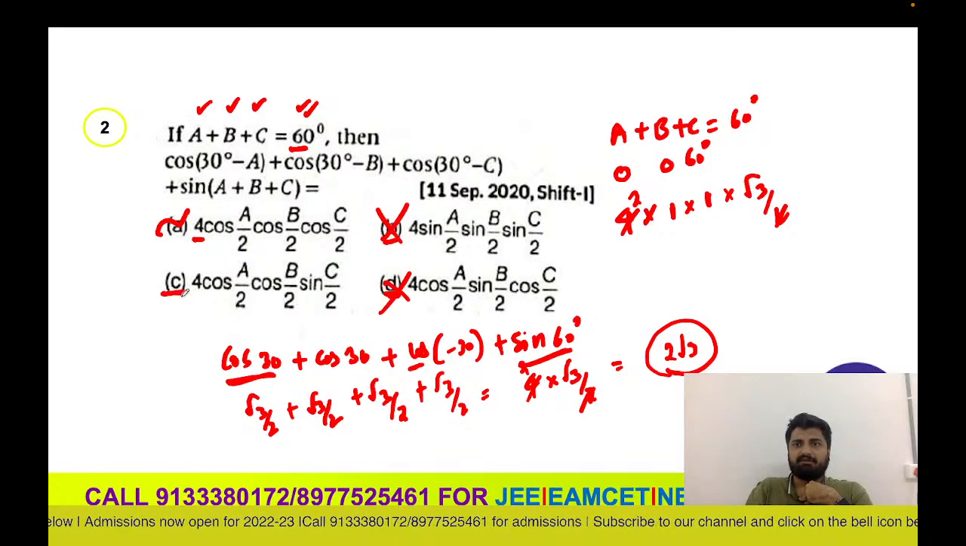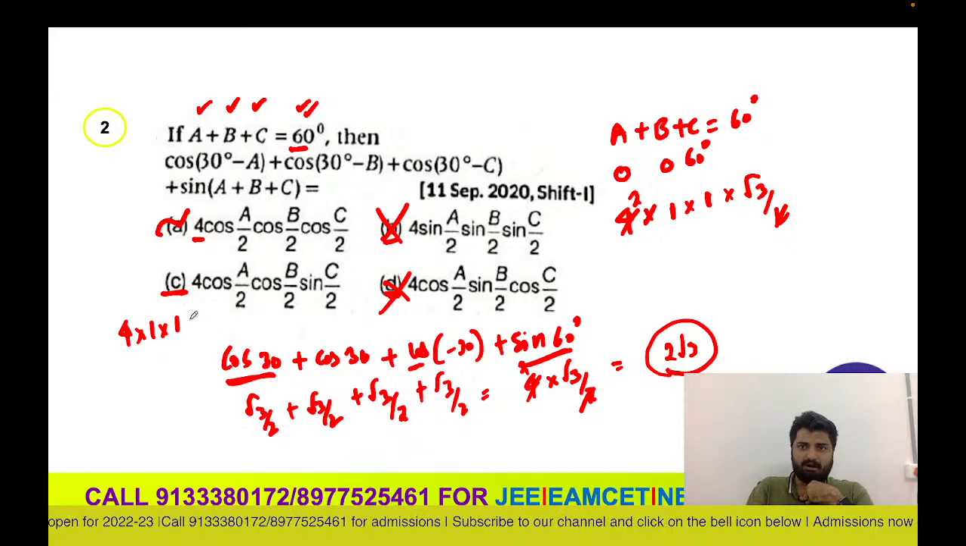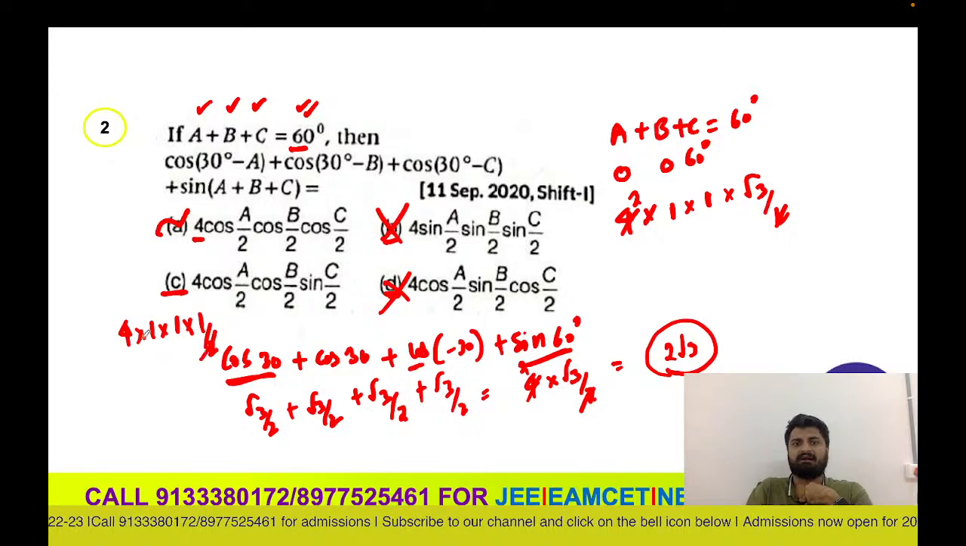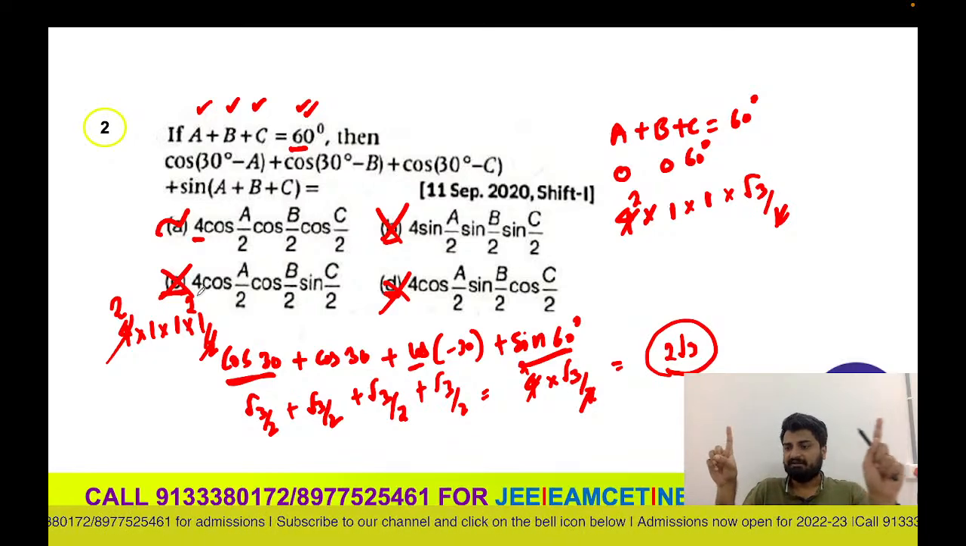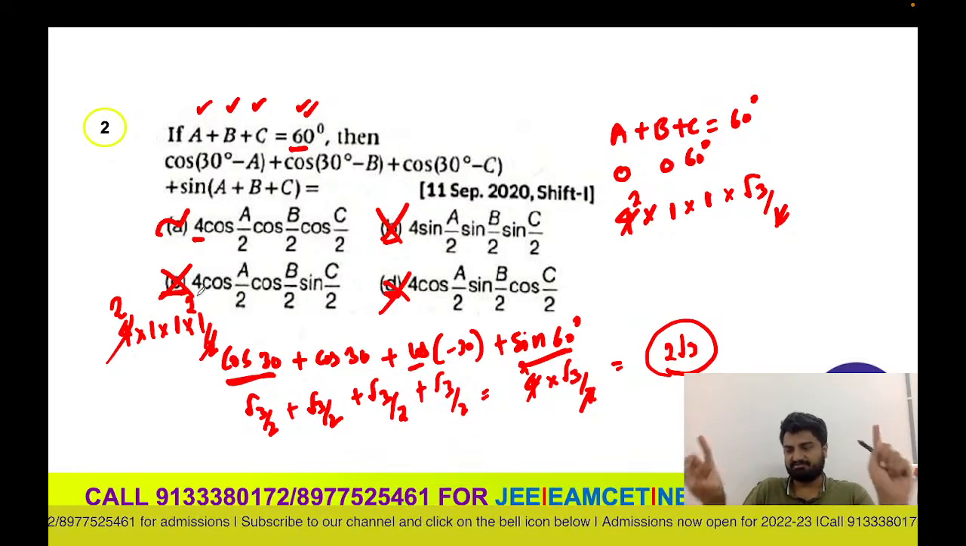Now let's look at the third option. Third option, 4 times cos A by 2 is cos 0 by 2, 1. This again cos 0 by 2, 1. Sin of 60 by 2 is sin 30 degrees, which is nothing but half. 2 goes 2 times. Third option is 2, but you need the answer as 2 root 3. Third option also eliminated. First option is the final answer.